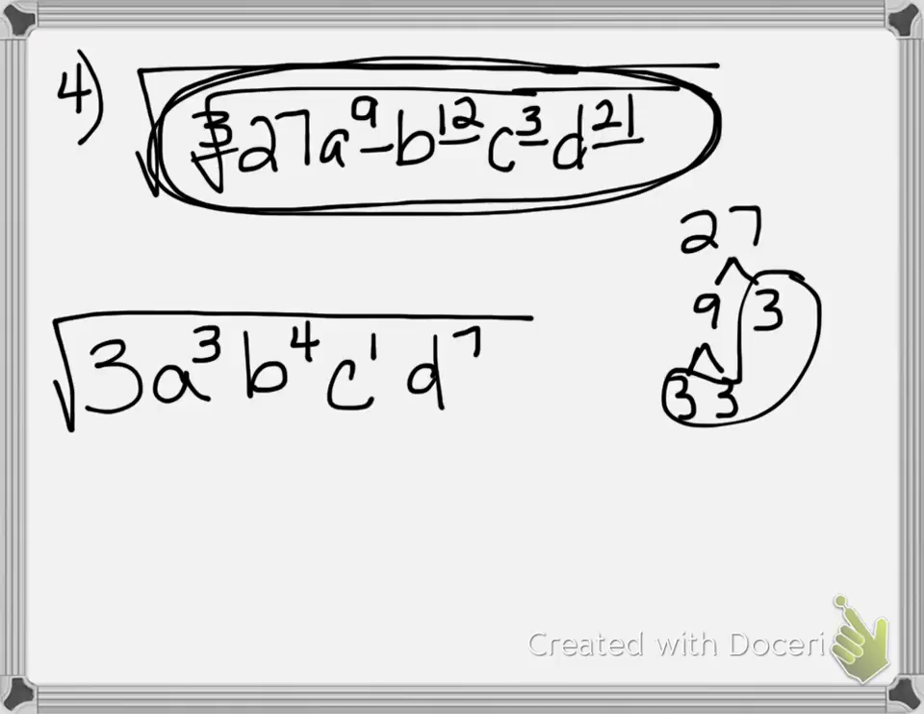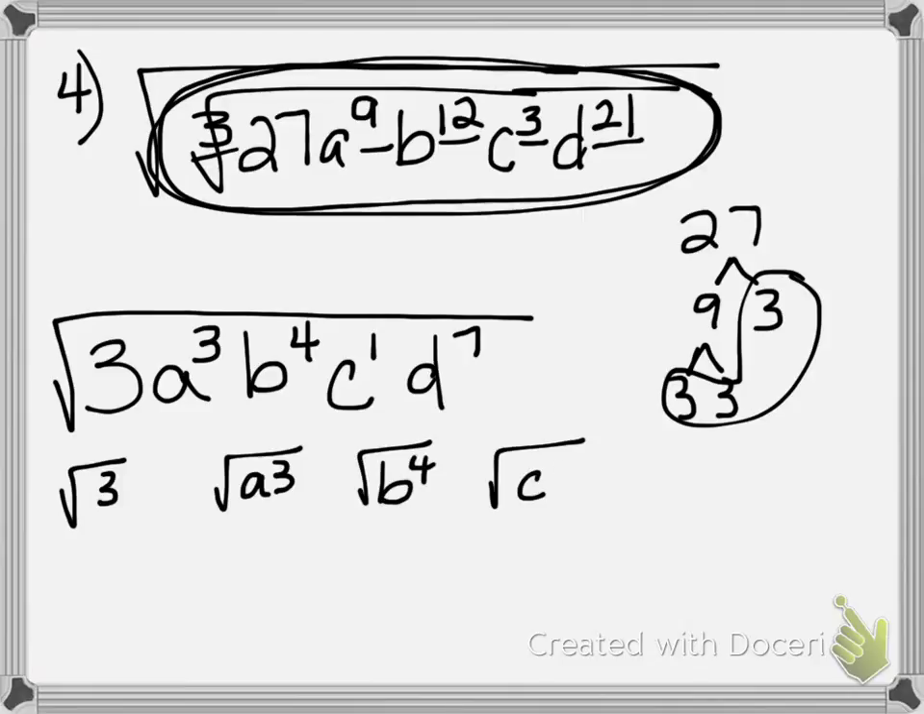Now for this next step, it's not all going to be perfect, okay? So for some of you, you might want to break that up if that's what you've been doing. So square root of b to the 4th, square root of c to the 1st, square root of d to the 7th, okay? So for the 3, there's nothing that I can break up, so that's square root of 3.